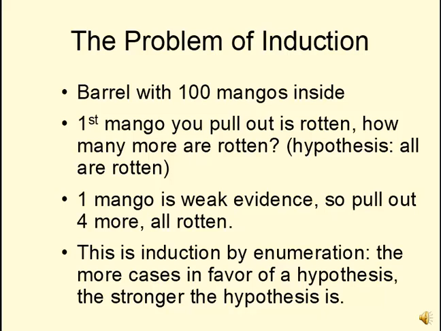So let's reach in there and pull 4 more mangoes out. And unfortunately, now all 4 of those mangoes are rotten. Yeah, this is induction by enumeration. The more cases in favor of a hypothesis, the stronger the hypothesis is. So the more mangoes we pull out that are rotten, right, the more evidence we have that our hypothesis, all the mangoes in that barrel are rotten, is true. Yeah.